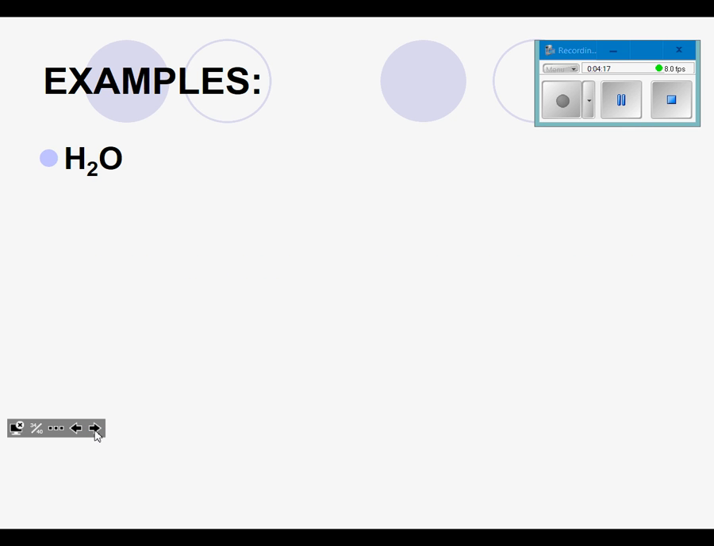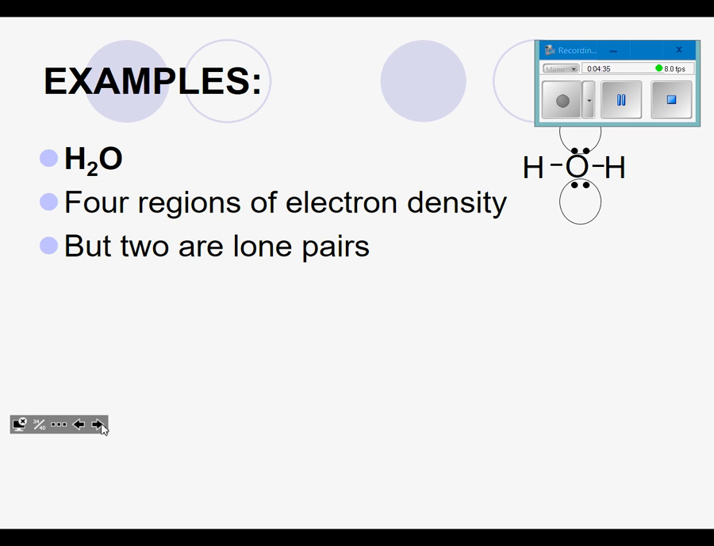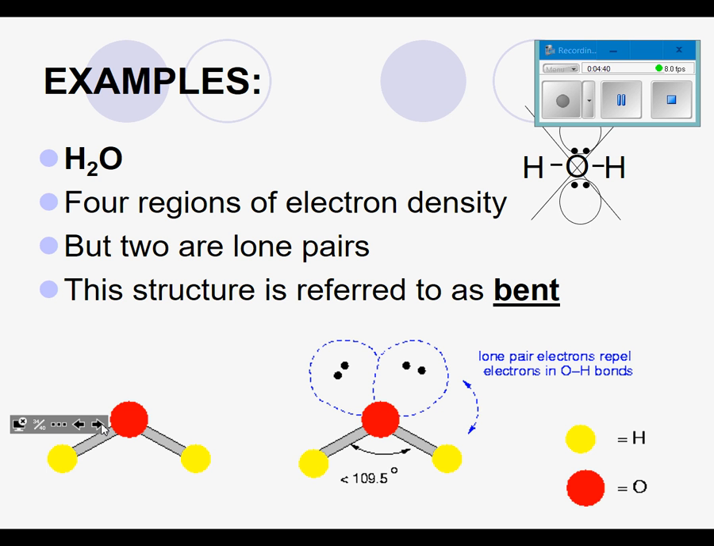Then we have H2O. H2O looks like this when we drew it as a Lewis dot structure. The thing to realize is there are still 4 regions of electron density. We have 2 lone pairs and 2 bonds. Okay, but again, 2 of them are lone pairs and 2 of them are bonds. So when we look at this, the structure is going to be referred to as bent because those lone pairs are going to want to get as far away as possible from the bonds. So it will create this 109.5 degree angle between these atoms right here.